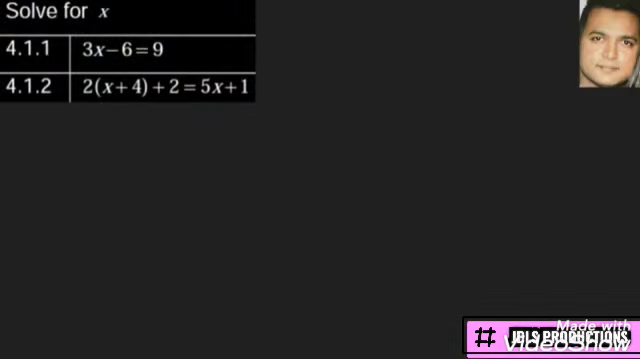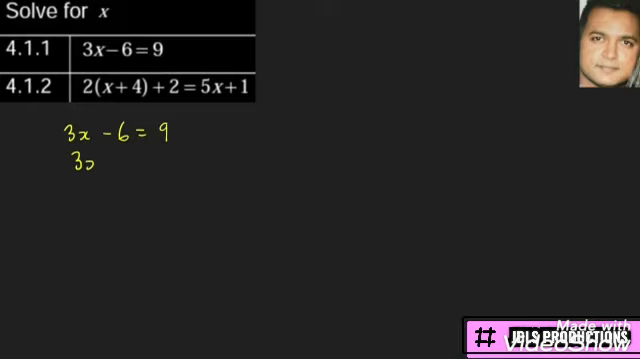Solve for x. Generally, for solve for x, we know it is equations. There are two questions here, so let's do each one. 3x minus 6 is equal to 9. We need to make sure that we are left with only the x on the left hand side. So let's get rid of what we can.